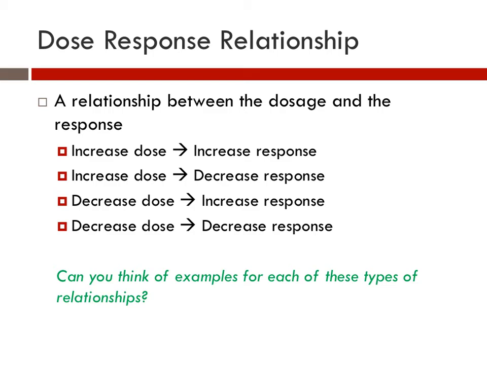So for example, let's look at the first one. When you increase the dose, you will increase the response. When I drink more coffee, I will have a response to the caffeine. So there's going to be an increased response to the caffeine in my coffee. Energetic, jitteriness, however that might be. Another one might be when you increase the dose, you decrease the response. Can you think of something like that? When you increase the dose of something, you will decrease the response. What about when you decrease the dose, you'll increase the response? A lot of different things could be configured in this relationship. What about the last one? Decreased dose equals decreased response.